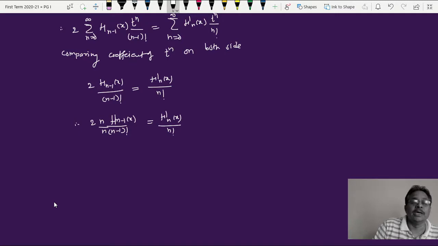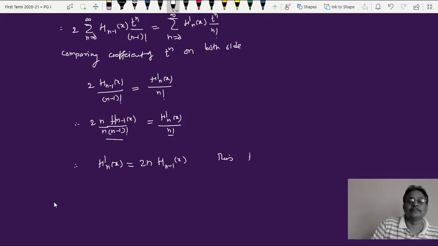So here n into n minus 1 factorial is n factorial, so this and this can be cancelled, and therefore one will get h dash n of x, first differential with respect to x, is twice n times h n minus 1 of x, and this is the required result.